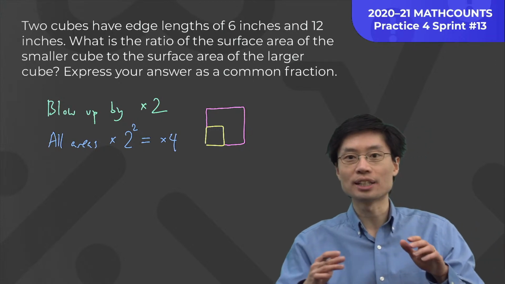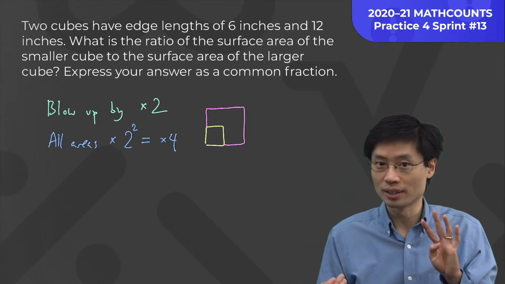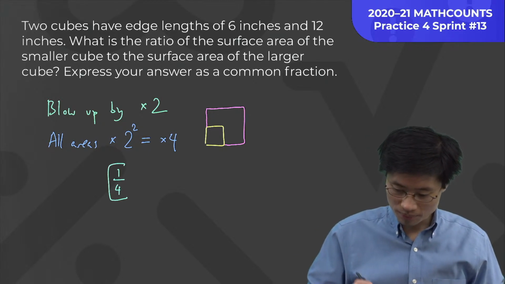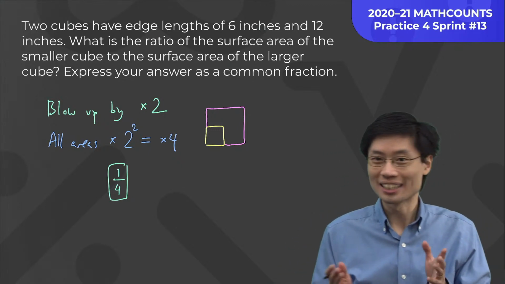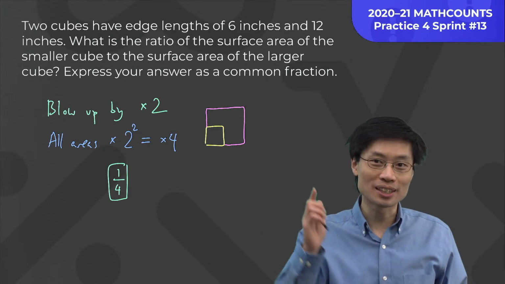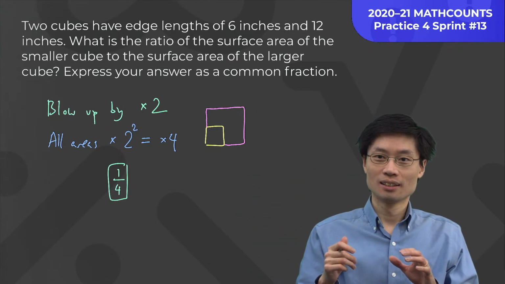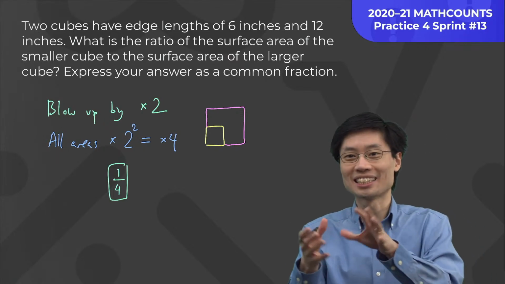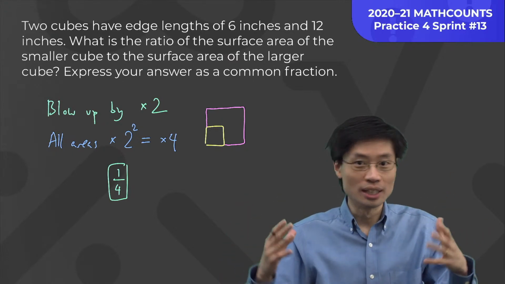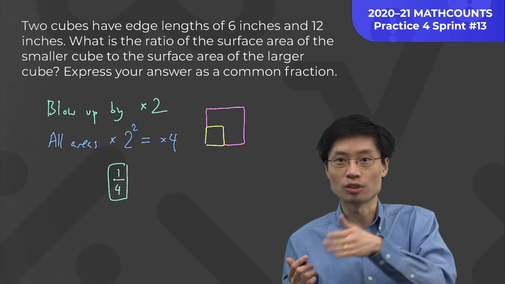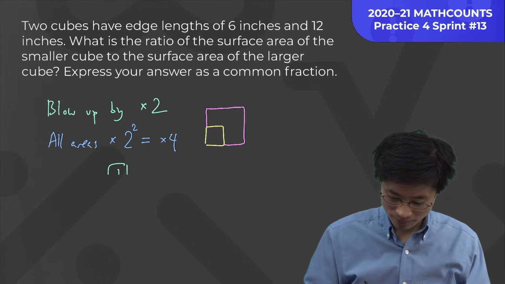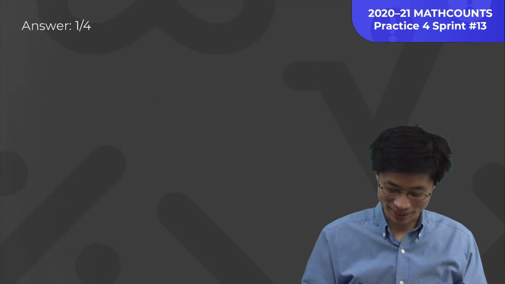And the question says what's the ratio from the smaller to the larger. So the answer is not 4. The answer is 1/4. Let's see if this is right, okay? And by the way, if you worked out the actual formulas for surface area, you would get this too. But the beautiful thing is, even if you did this with weird shaped objects, like some of those 20-sided dice, if you had a 20-sided die with some size and you blow it up by a factor of 2, the surface area is going to change by a factor of 4. The ratio would be 1/4, okay? And we're good. Let's keep going.